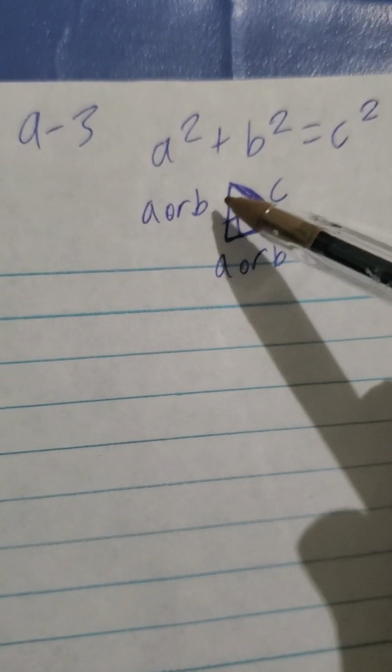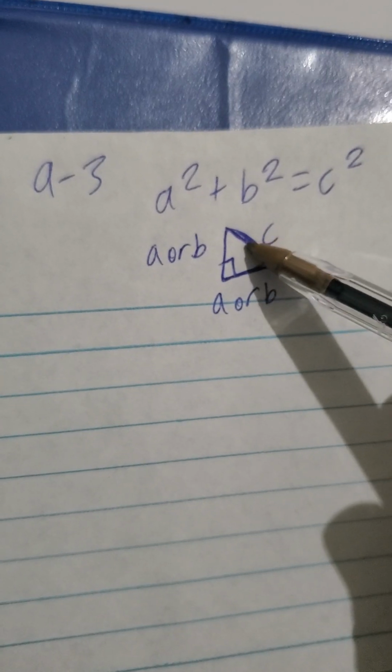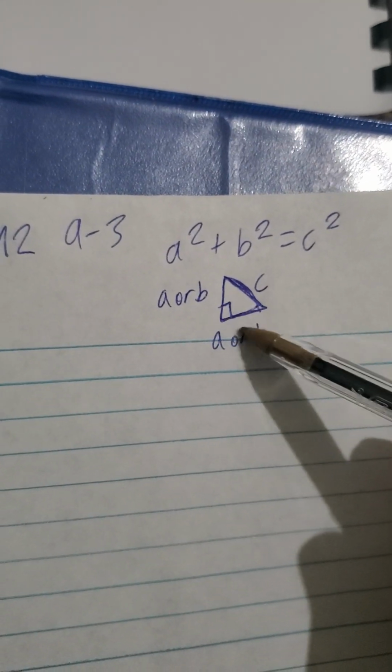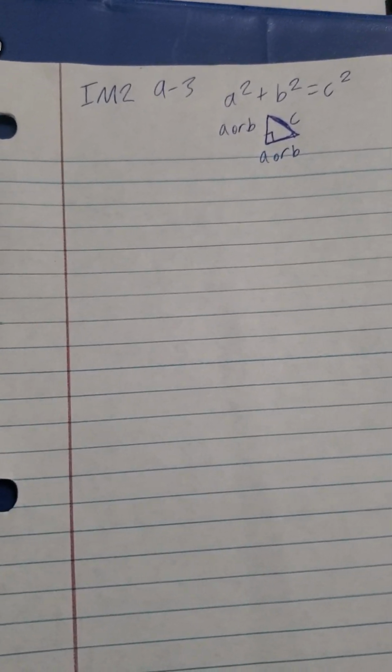Hey guys, in this video I'm going to be doing two lessons. This first one is Math 2 9-3, Unit 9, Lesson 3. This is literally just the Pythagorean theorem, where we have a right triangle, and the side opposite of the right angle is our C, and either of the other sides can be A or B. It literally doesn't matter, but A squared plus B squared equals C squared. This is probably the easiest lesson because I'm going to literally have like two examples.